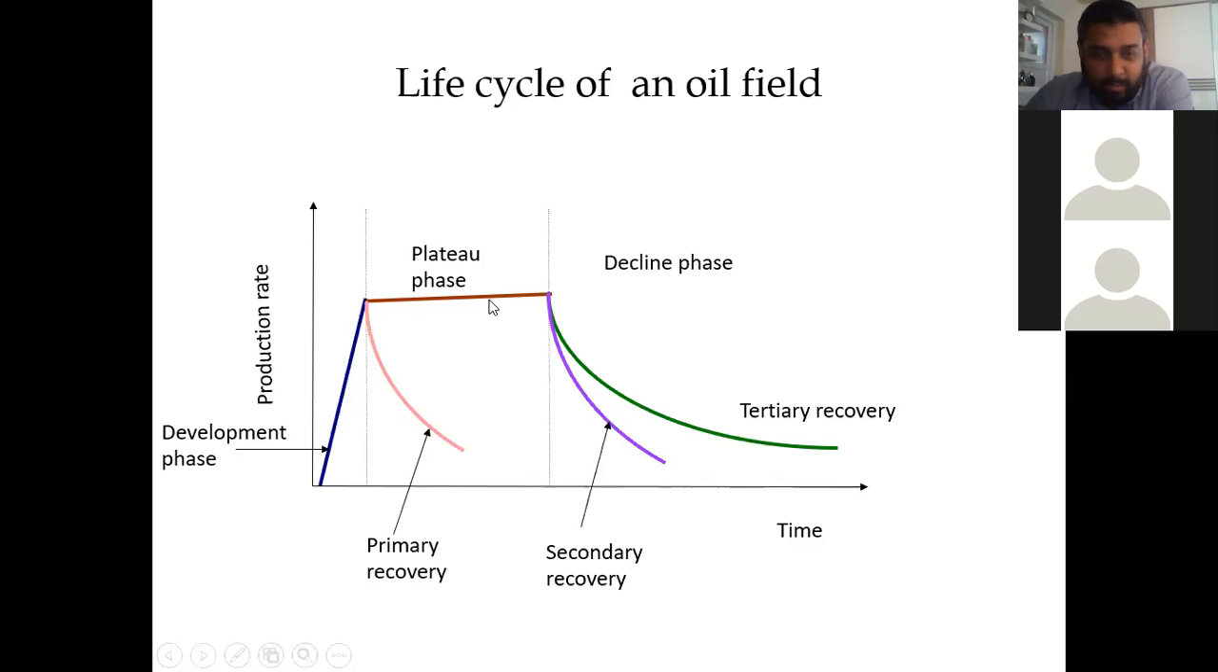In the second phase, we are producing. This is the phase where we make a lot of money and it is quite stable. You see the line is quite stable. So this second phase, the plateau phase, is the one where the oil companies make a lot of money. For example, now I give you a simple example. How much is the money?